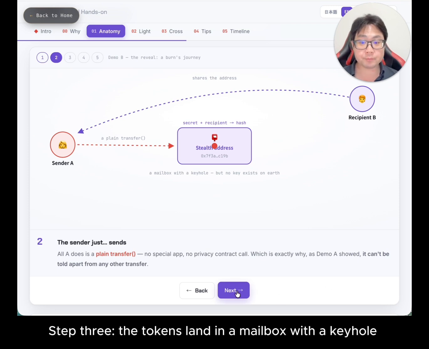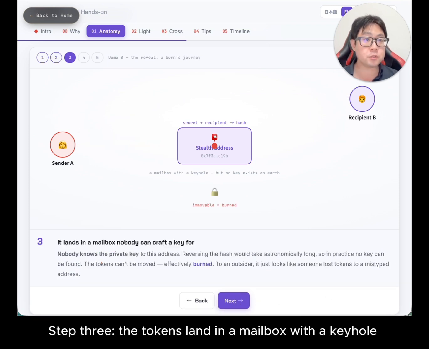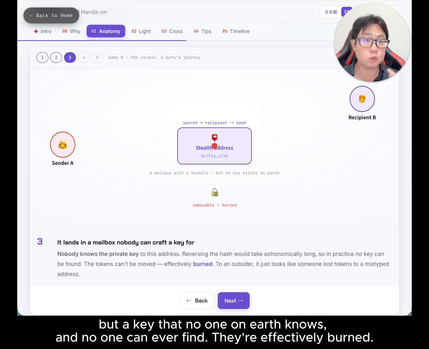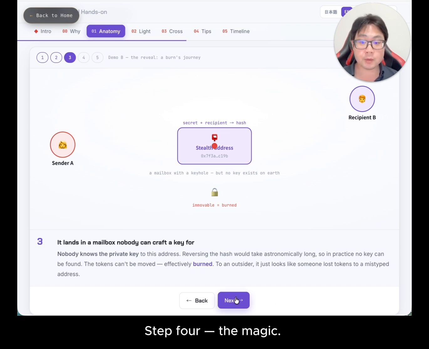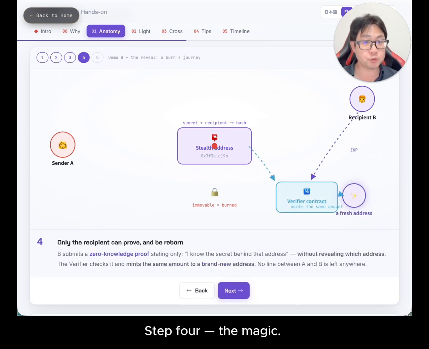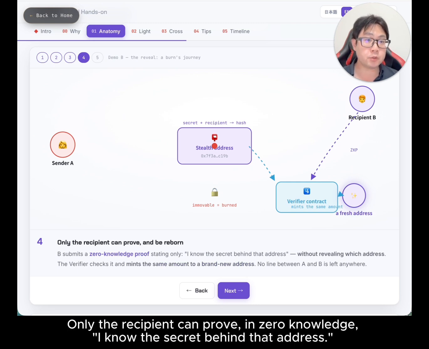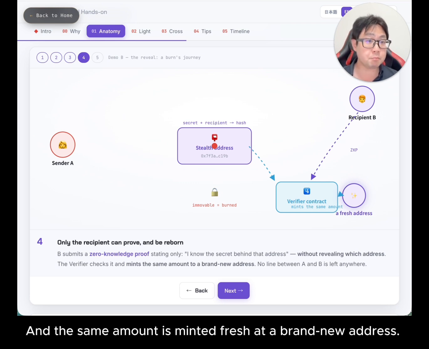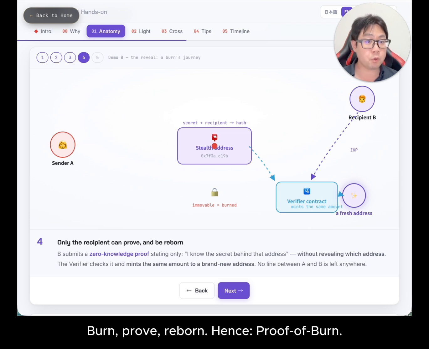And step 3. The tokens land in a mailbox with a keyhole, but a key that no one on Earth knows and no one can ever find. They are effectively burned. And step 4. The magic. Only the recipient can prove in zero knowledge, I know the secret behind that address, and the same amount is minted fresh at a brand new address. Burn, prove, reborn, hence proof of burn.